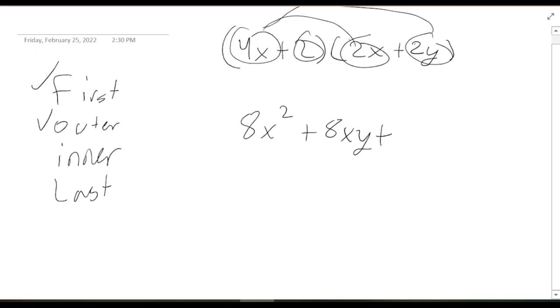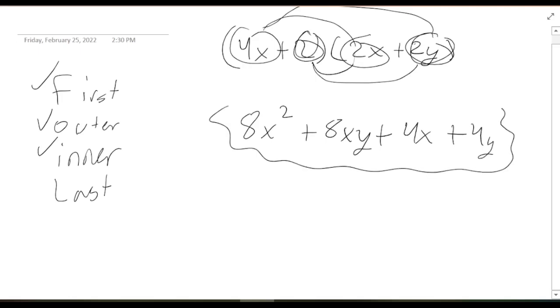Now our inner terms, right? So this will be this 2 and this 2x. So 2 times 2x is going to be 4x. And then finally our last term. So it'll be this 2 and this 2y. So 2 times 2y will be 4y. And as you can see, we don't have any like terms here. So we have this 8x squared, 8xy, plus 4x, plus 4y.